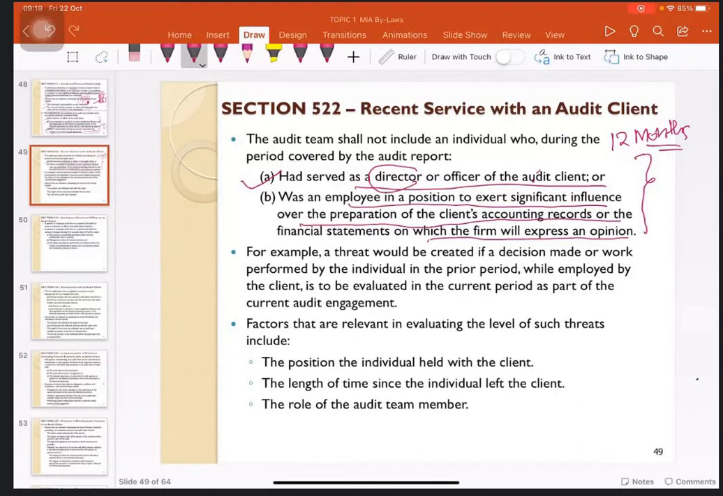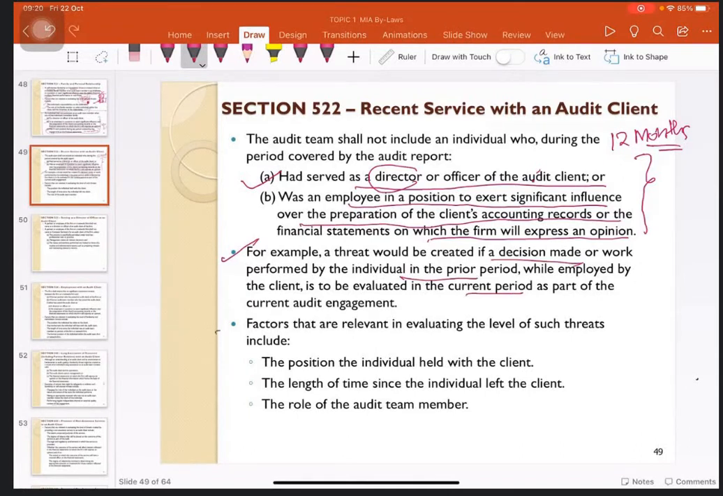Sebenarnya dia kadang-kadang benda yang sama ya, dia ulang-ulang, tapi dia akan explain further. Okay. Next one adalah kenapa kita panggil dia create the threat adalah maybe kalau you hantar dia the same person, maybe dia akan audit apa yang dia dah buat.